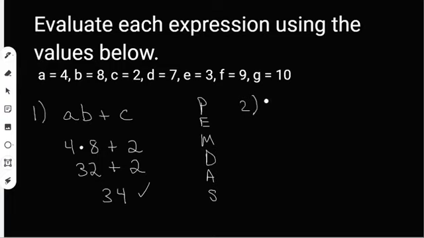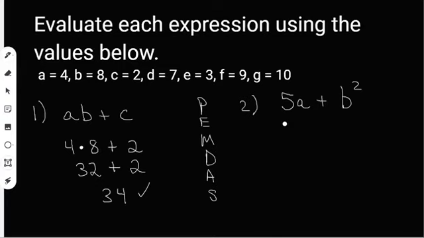Let's try number 2. 2 is going to be 5 times a plus b squared. 5 times a plus b squared. Now you know it's going to be multiplication if the two numbers are right beside each other, but there's no multiplication sign in between. You're just going to assume that that's going to be 5 times a.